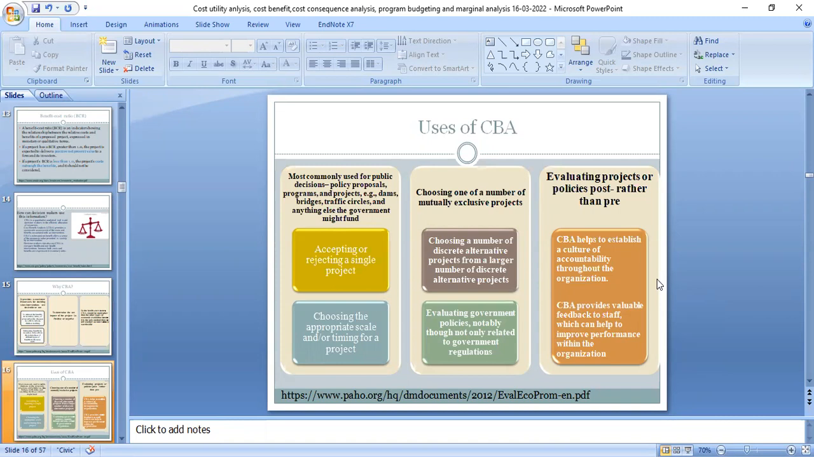And it also helps in evaluating government policies, not only related to government regulations. It helps in evaluating projects or policy post rather than pre. Cost-benefit analysis helps to establish a culture of accountability throughout the organization. Cost-benefit analysis provides valuable feedback to staff, which can help to improve the performance within the organization.